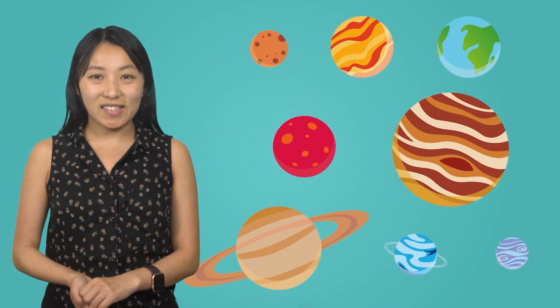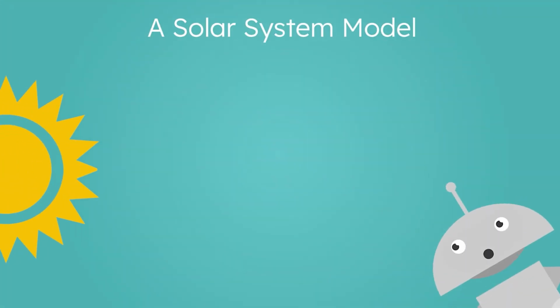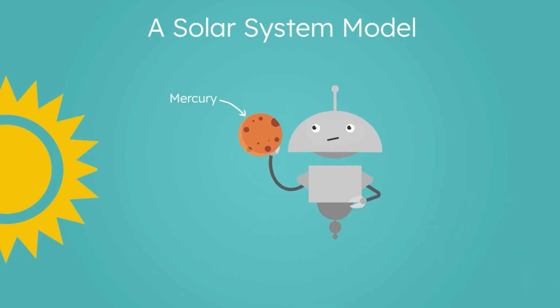Hello, space explorers! Caroline here, and today we're going to make a model of our solar system. I've asked Mia to help us. Mia, let's assume the sun is all the way to the left. That's our starting point. Mercury is the closest planet to the sun, so let's decide where to place it.